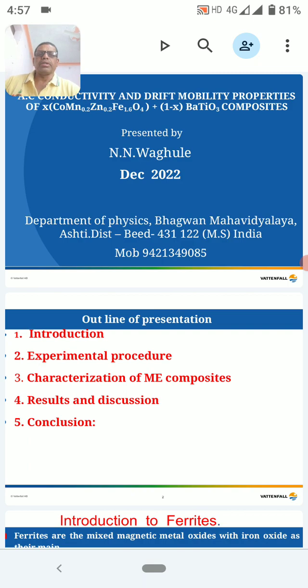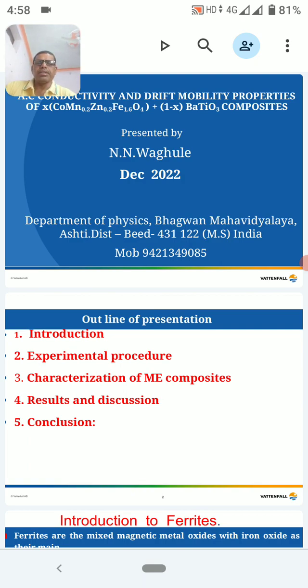Good afternoon, everyone. I am Assistant Professor N.N. Wagule from Bhagwan Mahavidyalaya Asti, District Beed, Maharashtra, presenting a paper on AC conductivity and drift mobility properties of substituted cobalt ferrite plus barium titanate composites. Introduction.